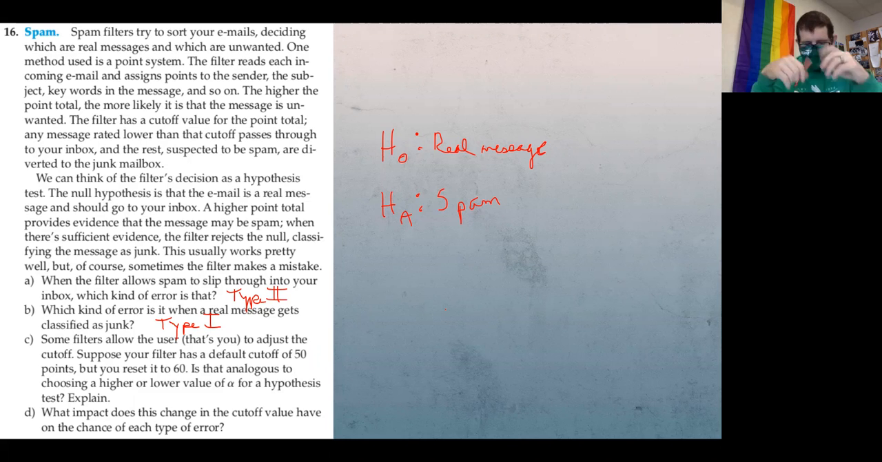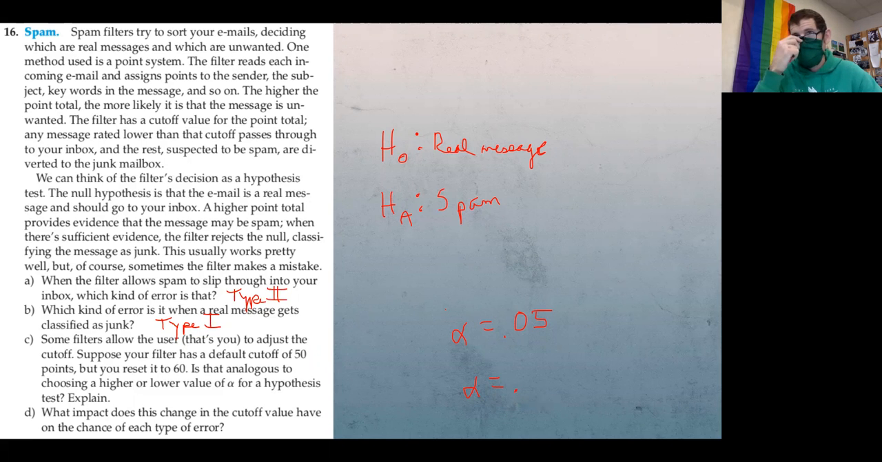It's harder to reject the null hypothesis because more spam gets through. Okay, so we made it harder to reject the null. So let's say that the 50 corresponds to a 0.05. Through analogy, if we've just made it harder to reject the null hypothesis, did we just make this alpha level lower or higher?